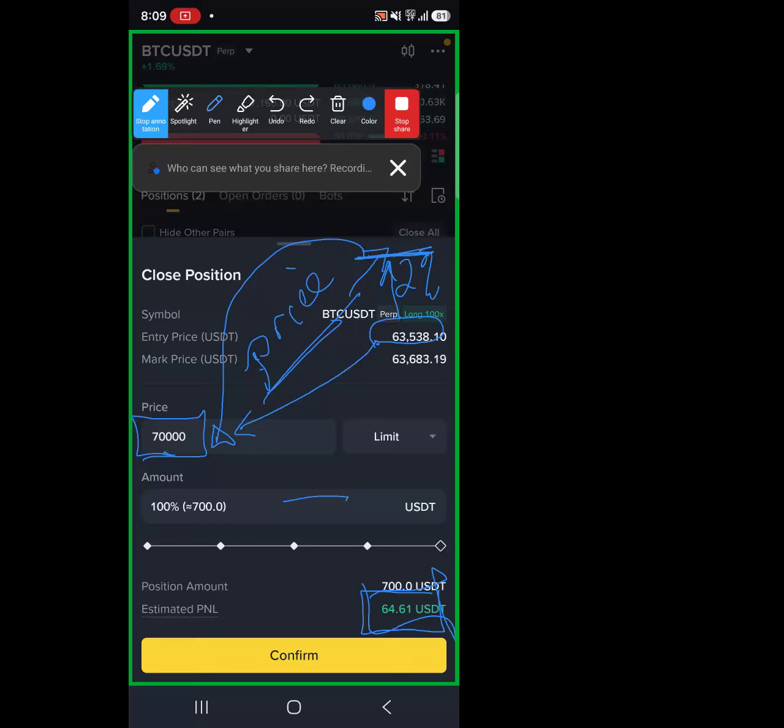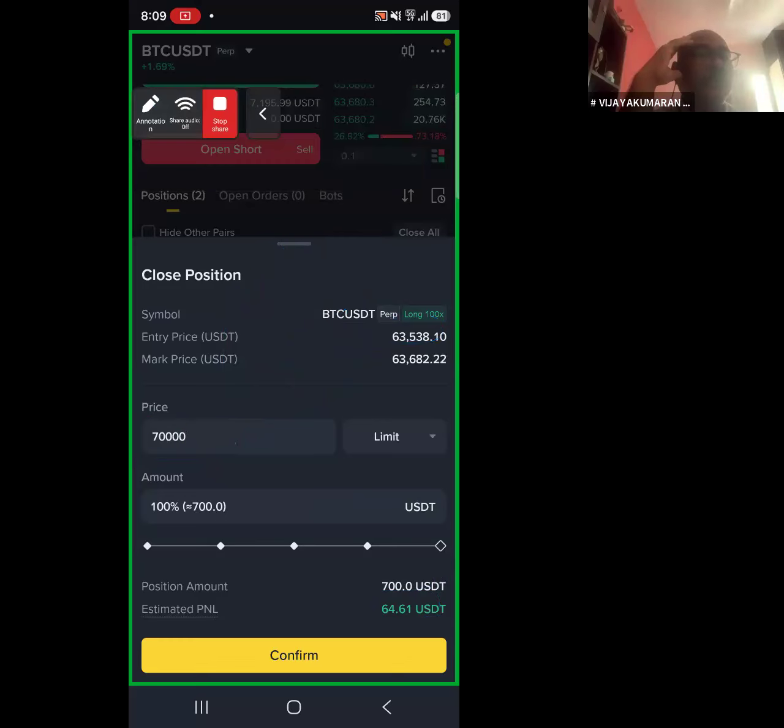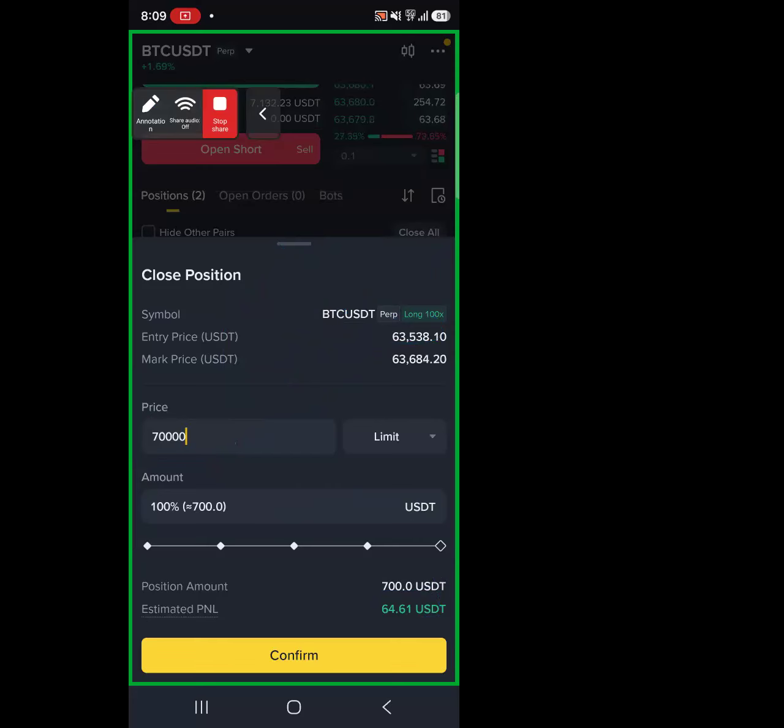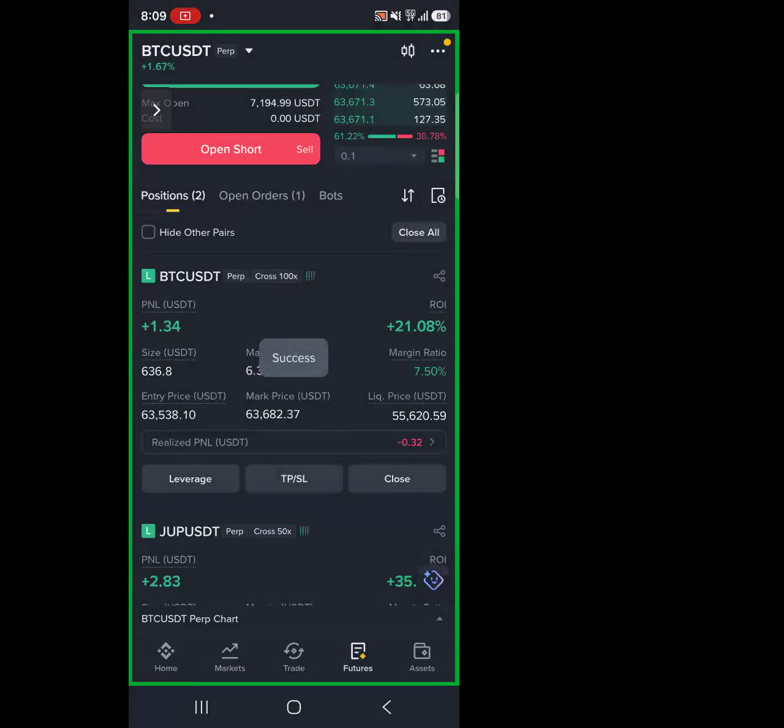But in the signal, I always show the exit price. So if you want to confirm, then you confirm. Then the trade will run until it gets to that point, and that's when it will close.